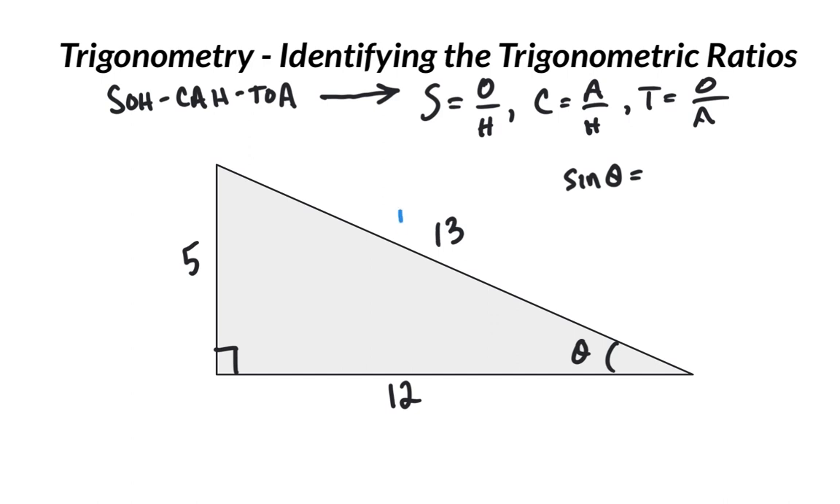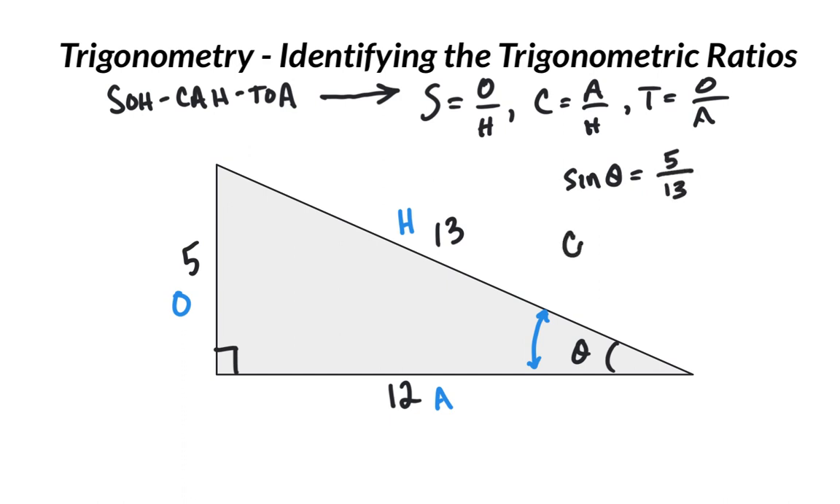I always label them like this: hypotenuse, because that's the longest side across from the 90-degree angle. Then I do the adjacent, the one that also touches the angle. Should be the two that make up the angle. And this is the opposite. So sine is opposite over hypotenuse. So just put those lengths, 5 over 13.